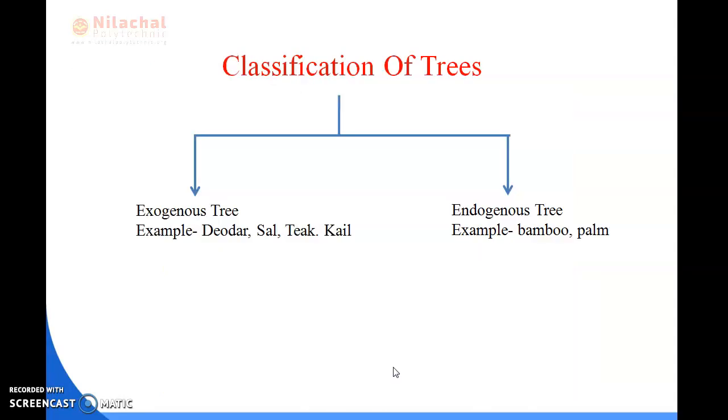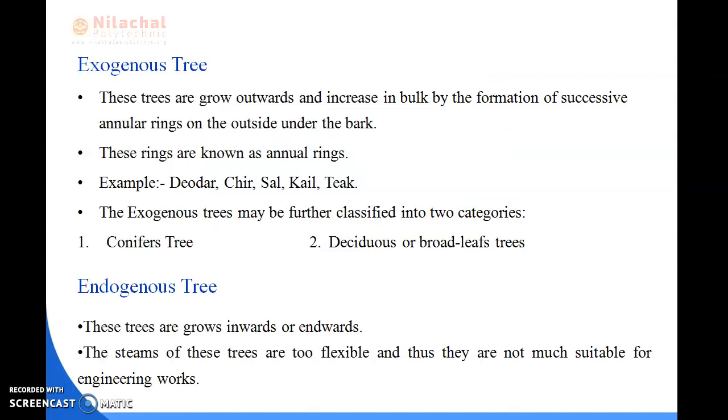Next are the classifications of the trees. As I have told you, there are two types of classifications of the trees. First is exogenous trees, second is endogenous trees. In exogenous trees, the trees grow outward and increase in bulk by the formation of successive annual rings on the outer side under the bark. Examples are deodar, chir, sal, teak. And these rings are known as annual rings.